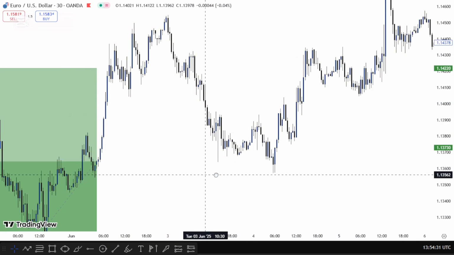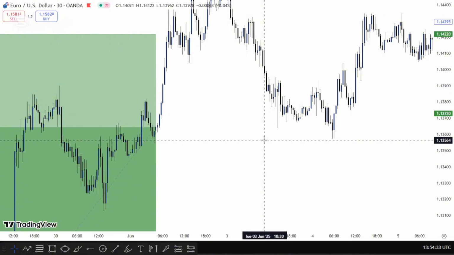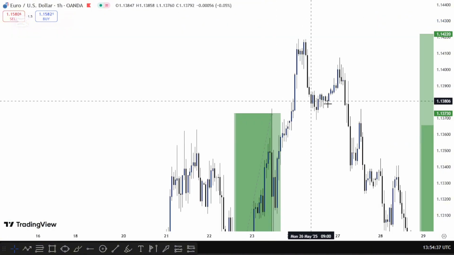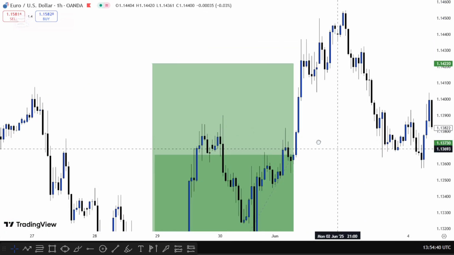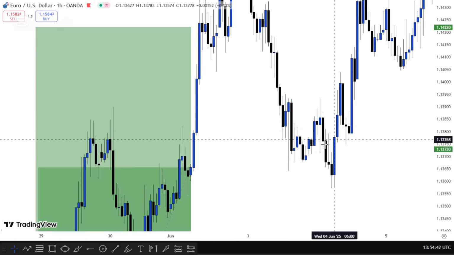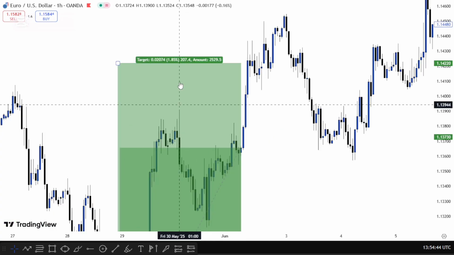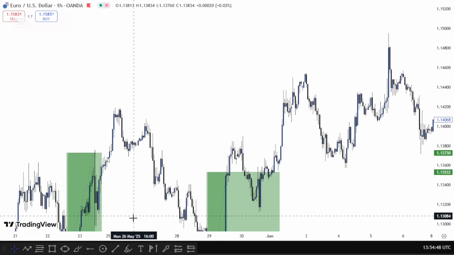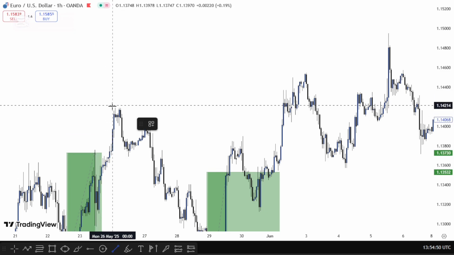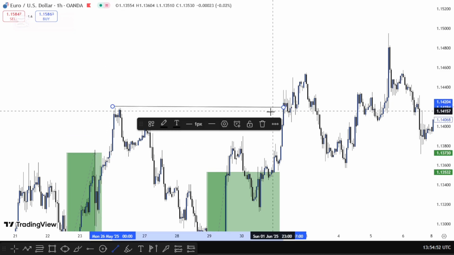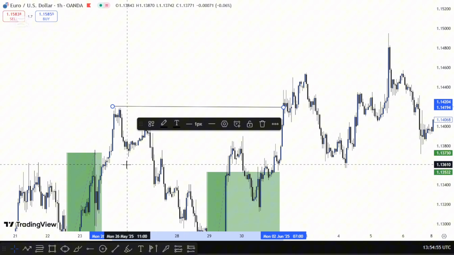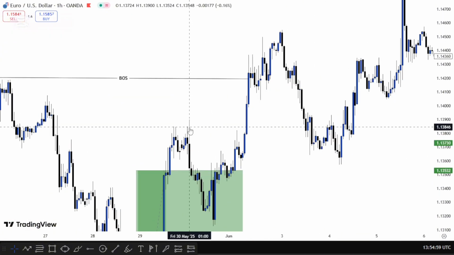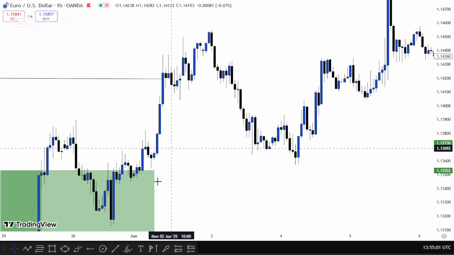Now let's look at another example right here. For this, I'll go to the hourly time frame. Almost exactly the same thing happened here. Now we have the break of structure to the upside. A new high has been created, and we have a new low.